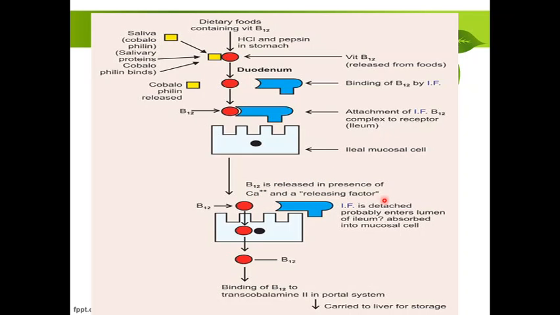Calcium and a releasing factor are necessary for the release of vitamin B12 in the ileum. Intrinsic factor is detached. Look, it has separated. Intrinsic factor is detached, probably enters the lumen of the ileum, and is absorbed into the mucosal cell. Look, this B12 has now entered the ileum, the cavity, the lumen, and probably it is reabsorbed. After that it binds to the transporting protein transcobalamin.